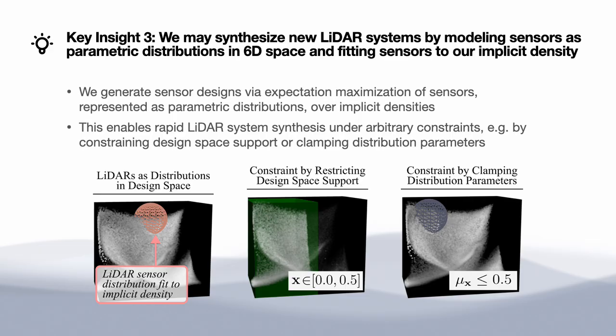Importantly, this LiDAR synthesis approach helps us easily incorporate constraints. For example, we can enforce spatial, angular, or temporal constraints by simply restricting the support of the implicit density. Alternatively, we can enforce constraints by clamping parameters of our sensor distributions. The ease of integrating various arbitrary physical and user-specified constraints is a key benefit of our sensor design framework.